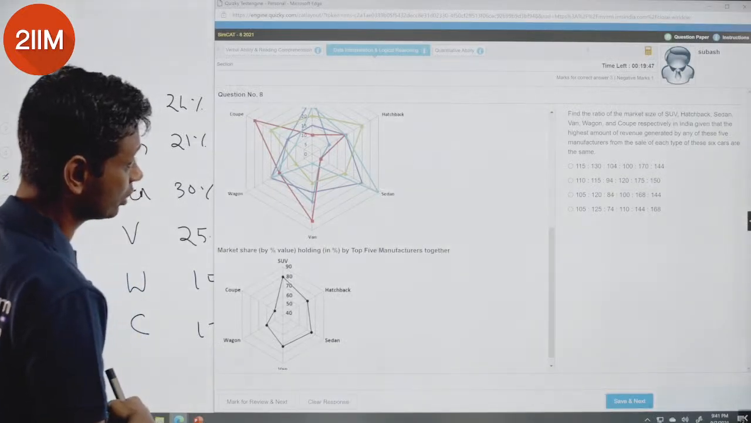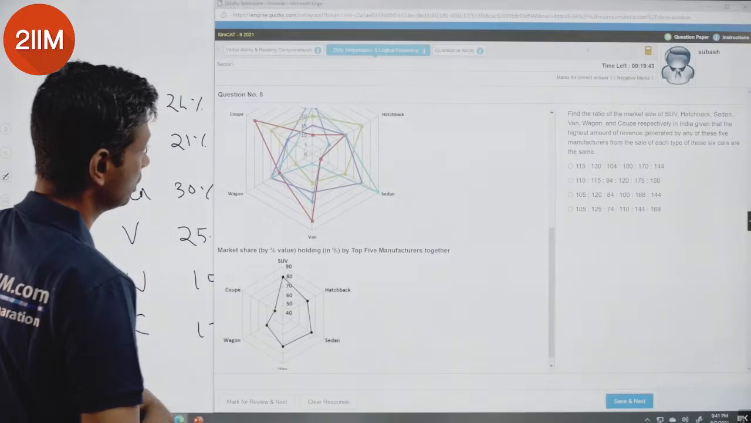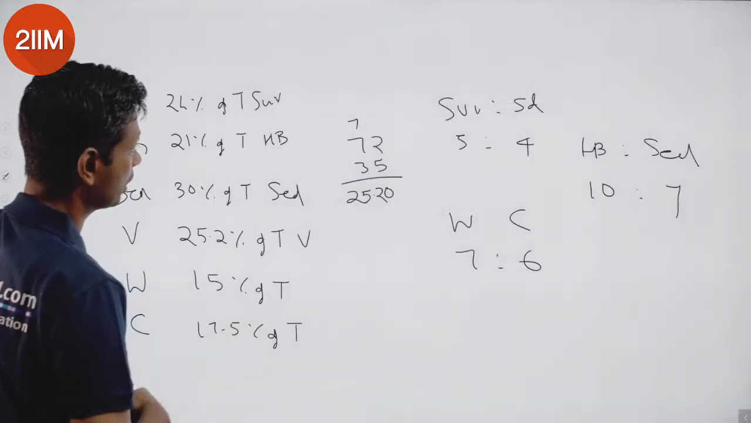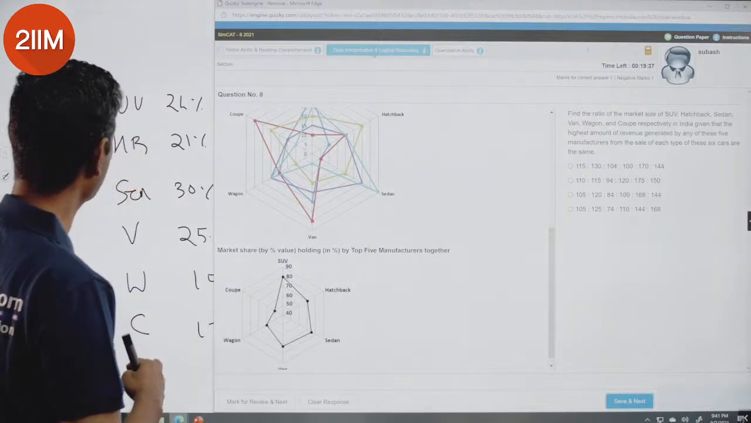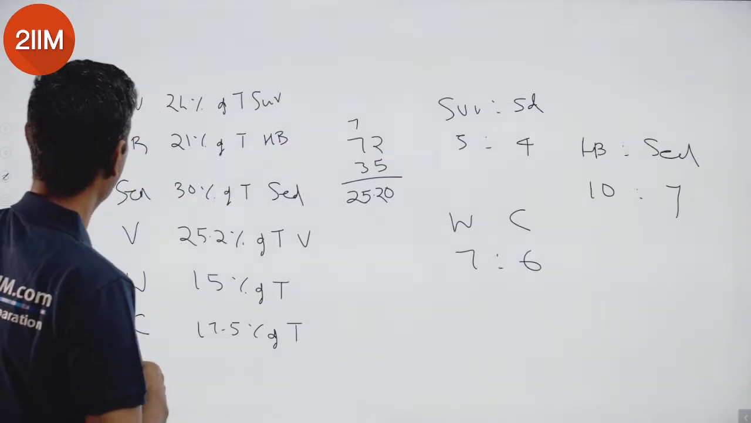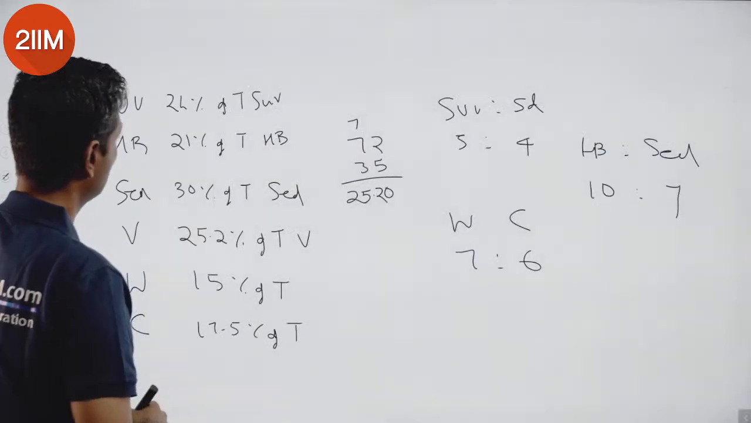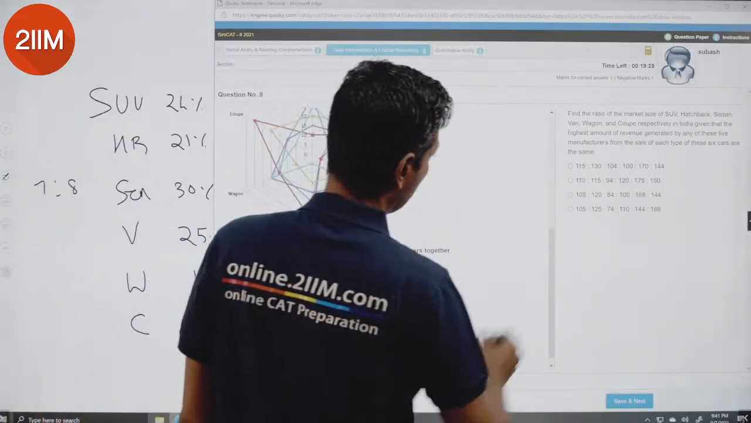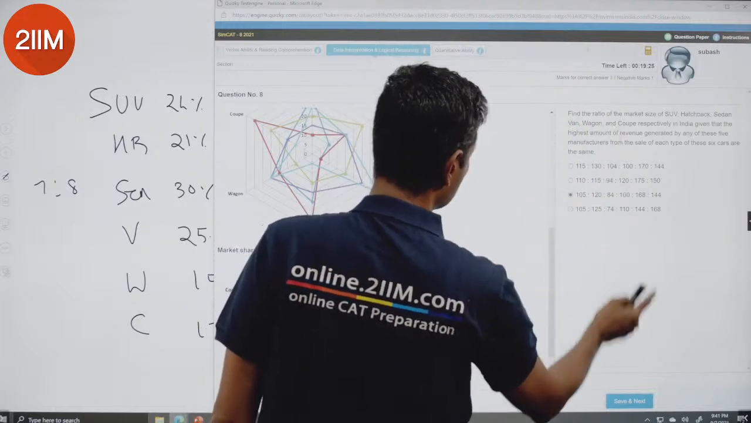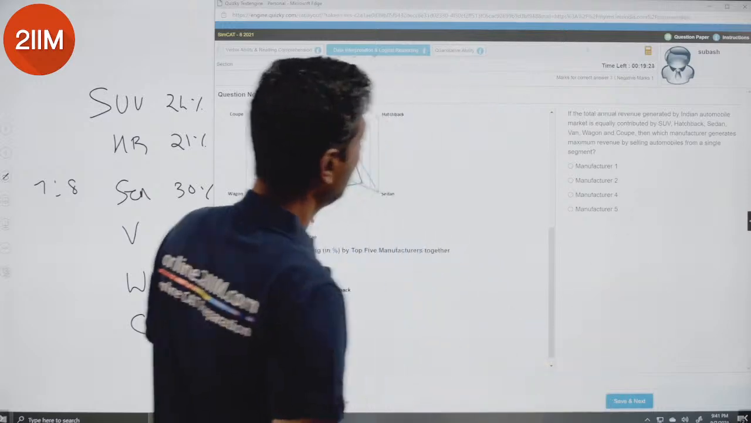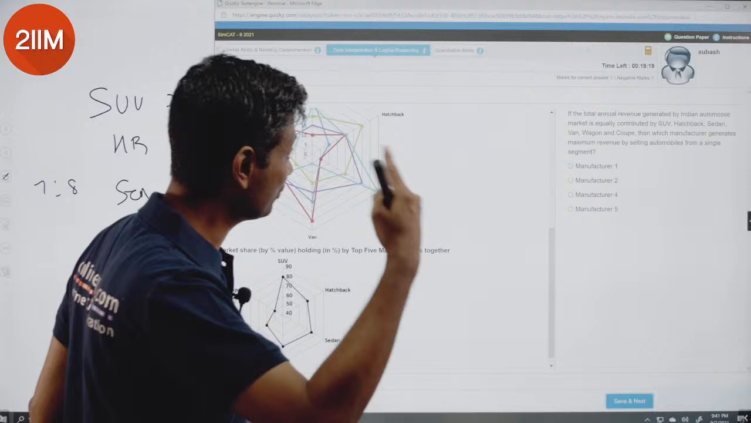Let's look at these choices. SUV to sedan. What is the ratio? SUV to hatchback should be 7:8. 105:120. That works. 5:4. This works. We are through. I am 20 minutes down and I've not even done one set.